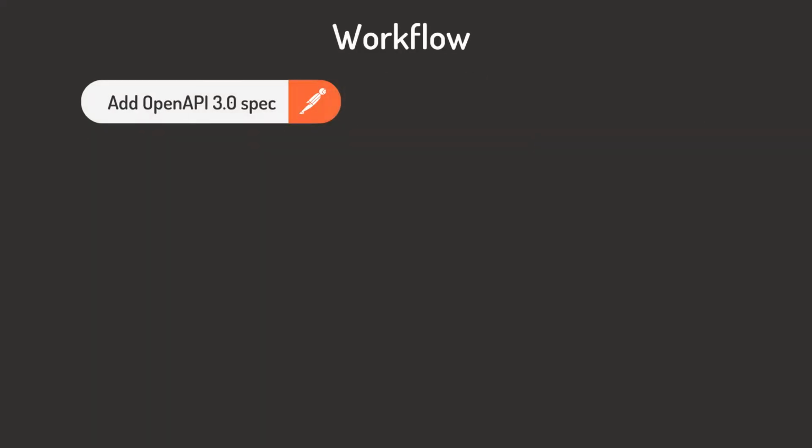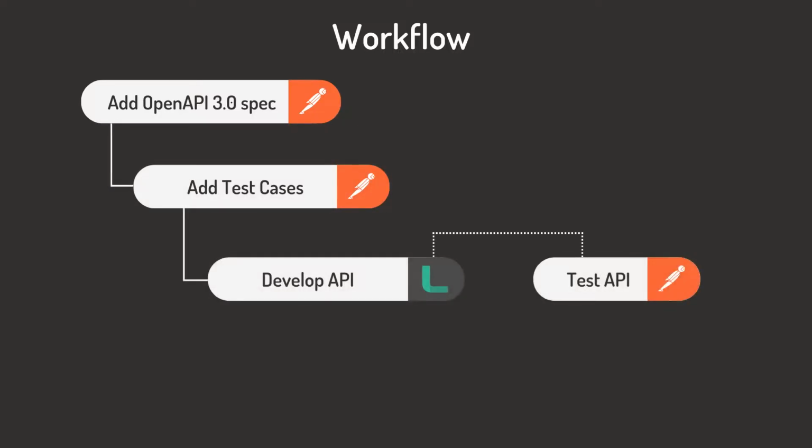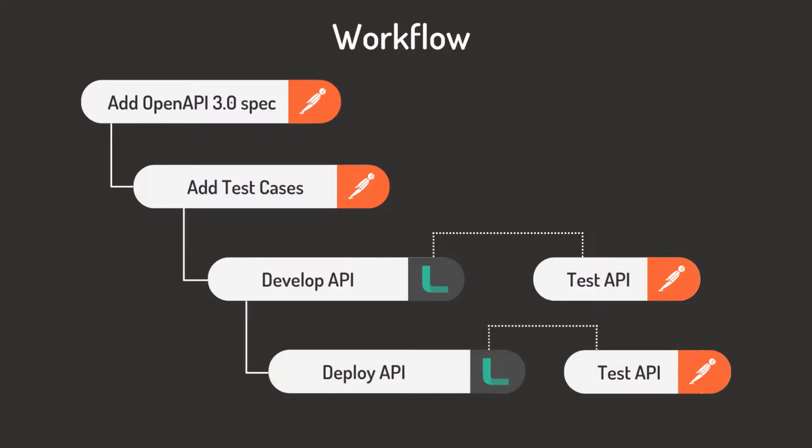Our workflow will be as follows. Add a pre-created OpenAPI 3 spec to a Postman workspace. Add tests in Postman. Then develop the API in Linx. While debugging the API in Linx, we'll also be simultaneously testing the API in Postman. After development is done, we'll deploy the API to a Linx server, which will host the live version of the API. We will finally test that live version with Postman.